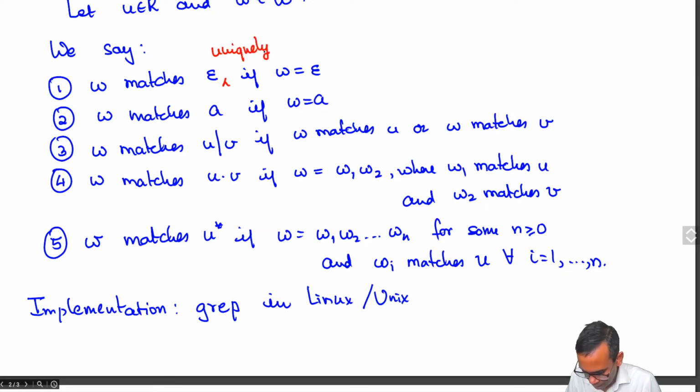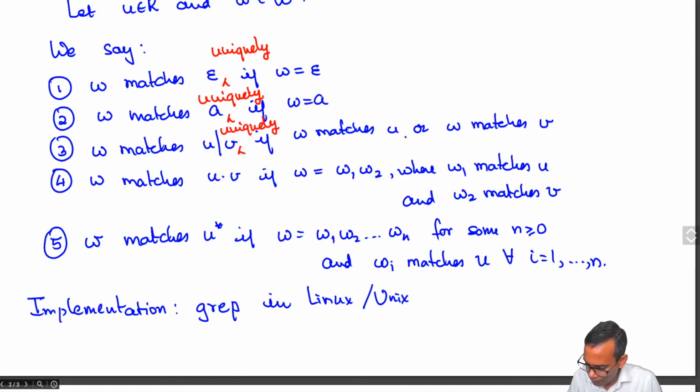There's no ambiguity here. W matches A, again we'll say uniquely, if W is equal to A. Now in the third kind of matching rule, there can be an ambiguity. It could be that W matches U and W matches V. Or it could be that W matches U in more than one way, or W matches V in more than one way.